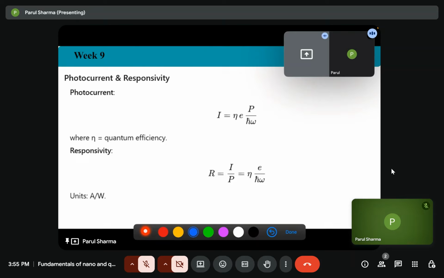So first of all, we will define what is photocurrent. That is given by I equals eta e P upon h cross omega, where eta is the quantum efficiency. And responsivity is equal to I by P, where P is the incident power and I is the photocurrent, which is given by eta e upon h cross omega.